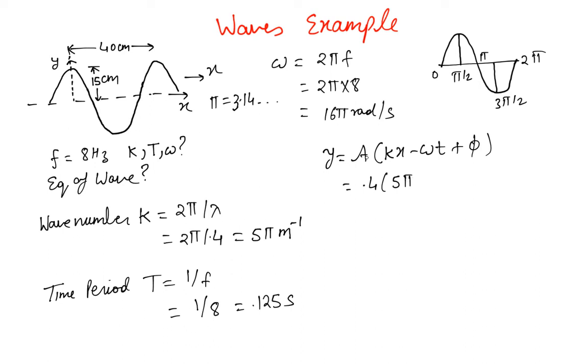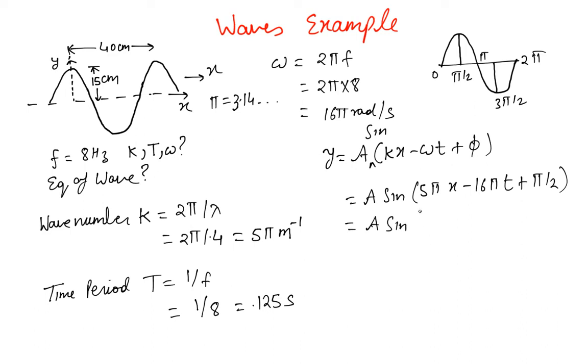Excuse me, I actually made a mistake here. We put a sign, so there should be a sine here. It is going to be sine of k, which is 5 pi, x minus omega, which is 16 pi, t plus pi over 2, and you can write this as a sine. You can take pi outside if you want: 5x minus 16t plus pi over 2.